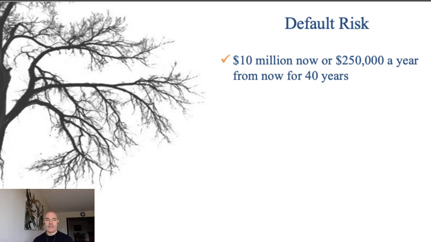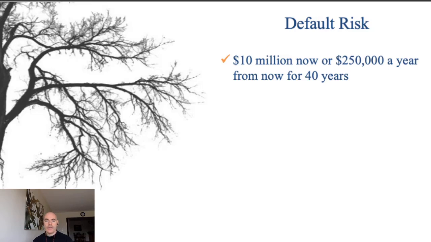Let's suppose that you win the lottery and you are offered a choice between $10 million now or $250,000 a year for 40 years, beginning this year. Which choice would you make? A rational person would vote for $10 million now. Why?